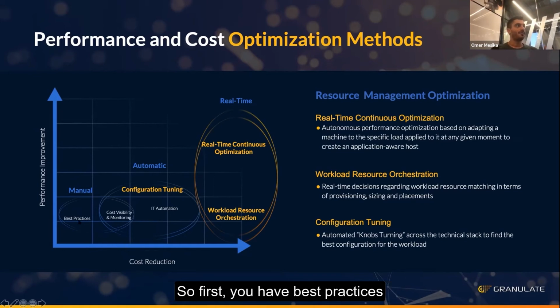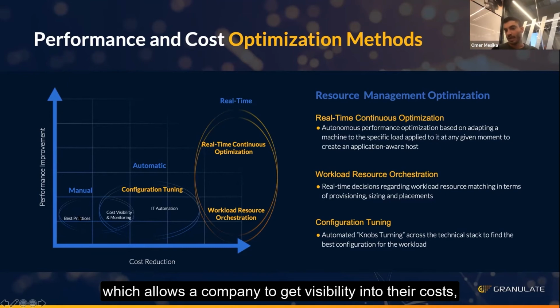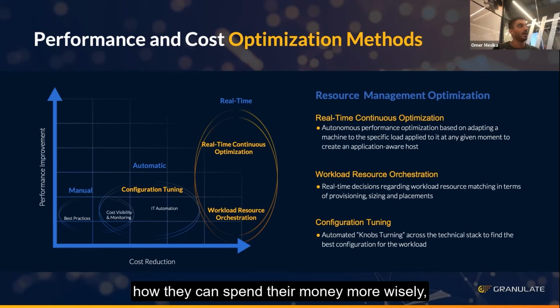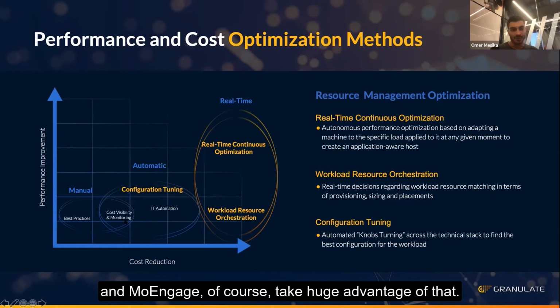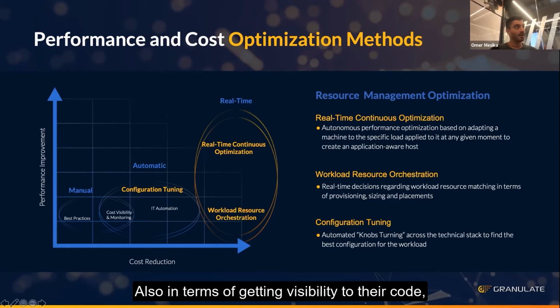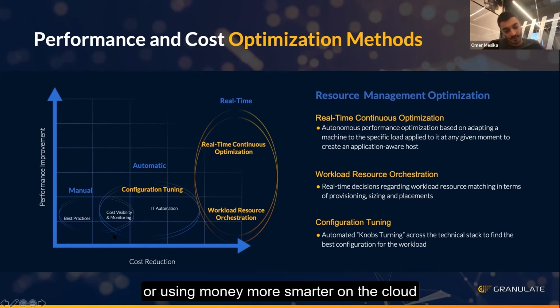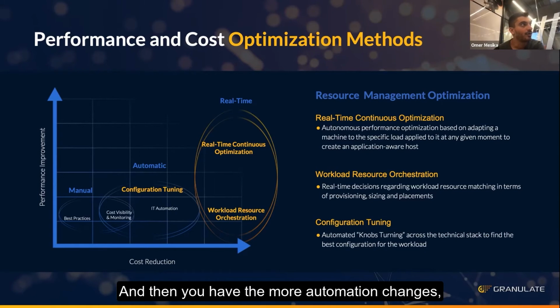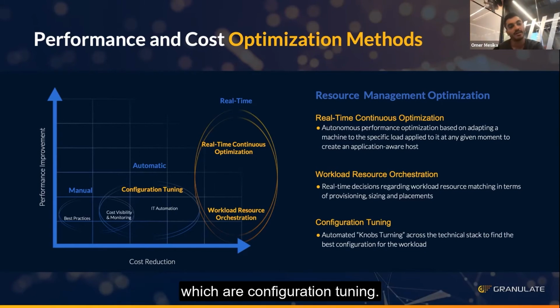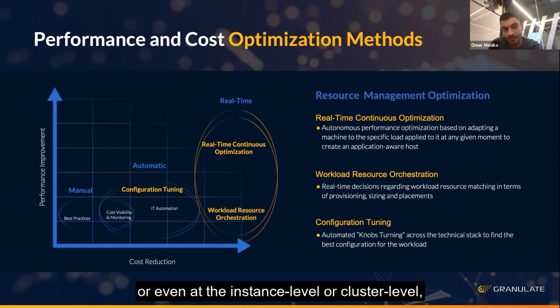First you have best practices and cost visibility and monitoring, which allow the company to get visibility into their costs and be more aware of how they can spend their money more wisely. MoEngage, of course, takes huge advantage of that. Also in terms of getting visibility into their code and using the best practices they can, Spot Instance, for example, or even others to reduce their costs. This is the more manual way, using money smarter on the cloud and on AWS to reduce cost. And then you have the more automation changes, which are configuration tuning. This means you will change parameters at the kernel or runtime level, or even at the instance level or cluster level to reduce your costs or improve performance, but it's more tunable.